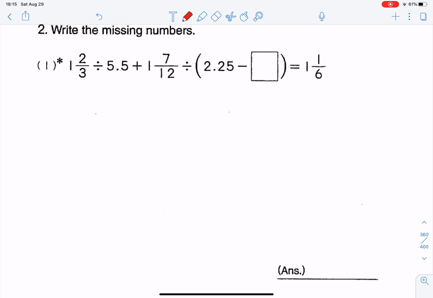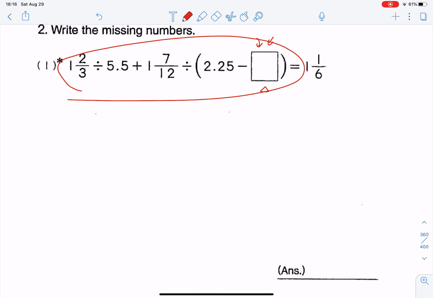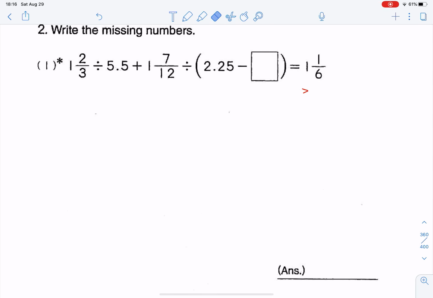All right, folks, let's talk about question number 1. In this question, you have one unknown inside the box that you're trying to solve. The problem is: what is that number that, when you punch it in, will make the whole system work and be equal to 1 and 1 over 6? So the method here is to start simple, start easy.